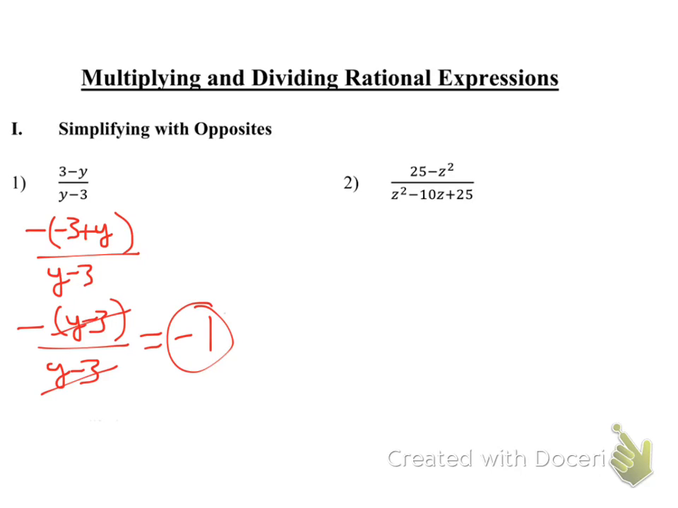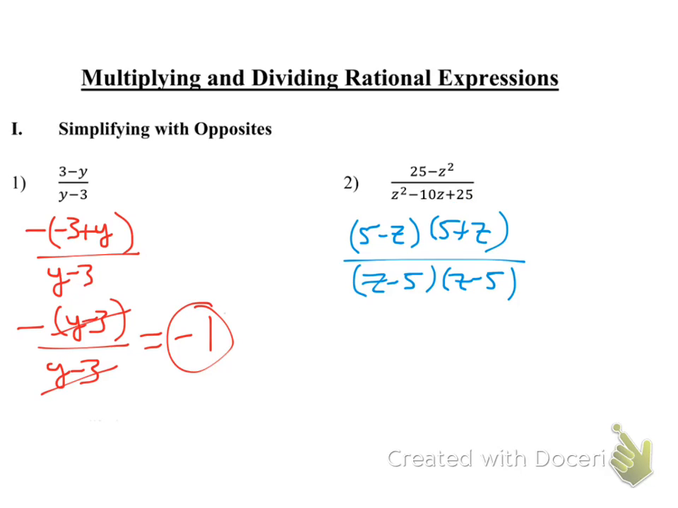25 minus z squared, we can factor that. It's difference of squares. So the top can factor to that. The bottom, what multiplies to 25 and adds to negative 10? That's z minus 5 times z minus 5.